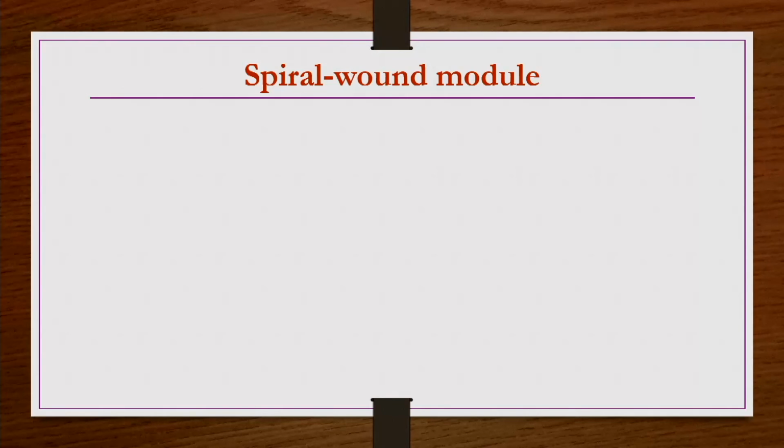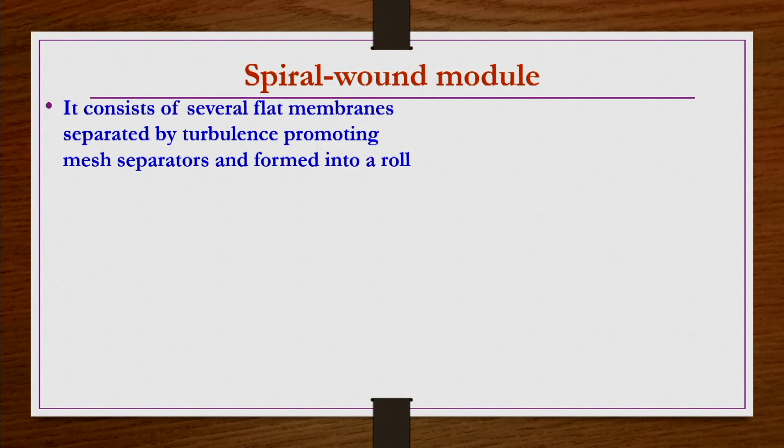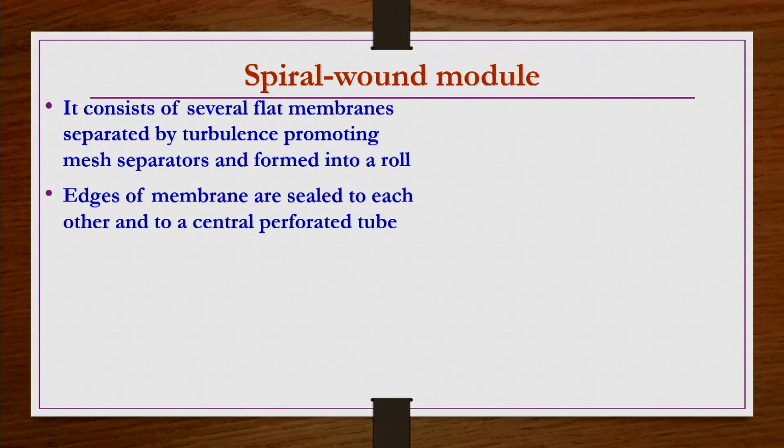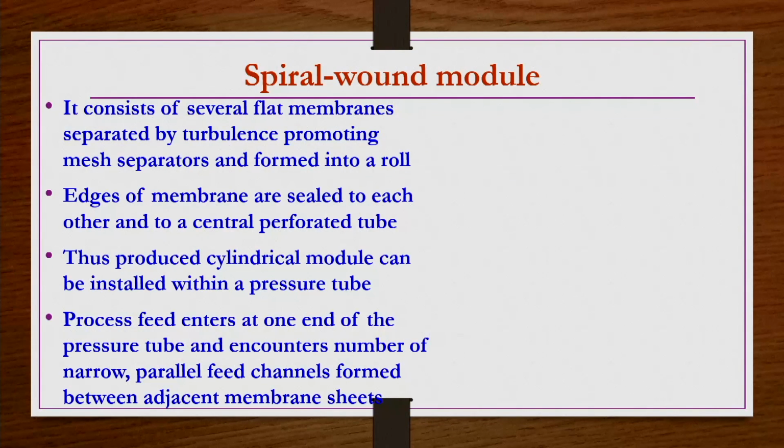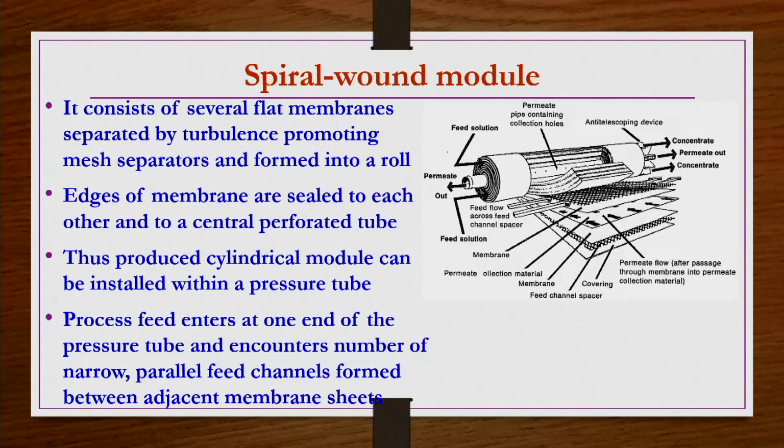The next one is the spiral wound module. Here it consists of several flat membranes separated by turbulence-promoting mesh separators and formed into a roll. Edges of the membranes are sealed to each other and to a central perforated tube. The cylindrical module thus produced can be installed within a pressure tube. Process feed enters at one end of the pressure tube and encounters a number of narrow parallel feed channels formed between adjacent membrane sheets, as we see here pictorially.